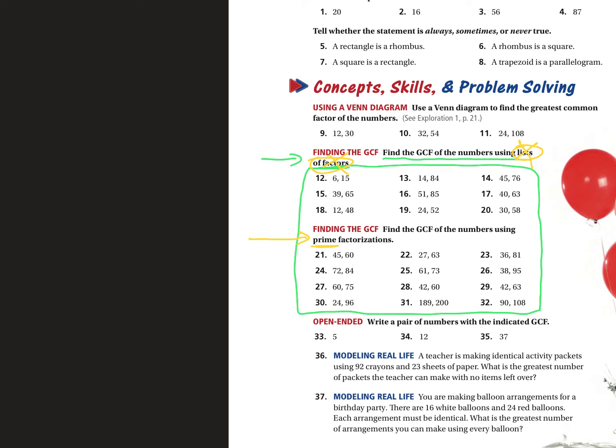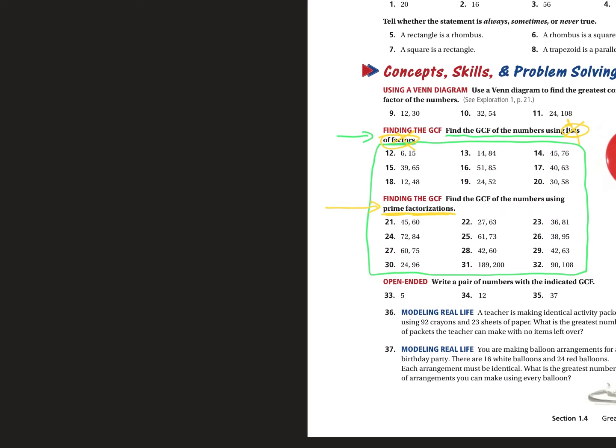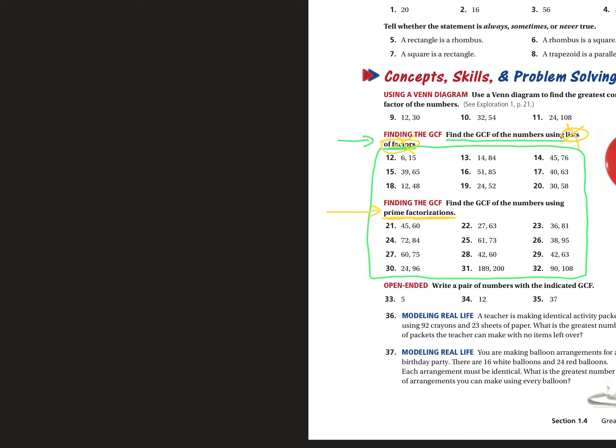Okay, so this word should look familiar to you. It's from our last section in math class, 1.3. And so let's find the greatest common factor of the numbers down here using prime factorizations. Let's choose pink. All right, let's do 21 together. So we have these two numbers, and the first thing we're going to do is find their prime factorizations, which is the exact same thing you did in section 1.3.